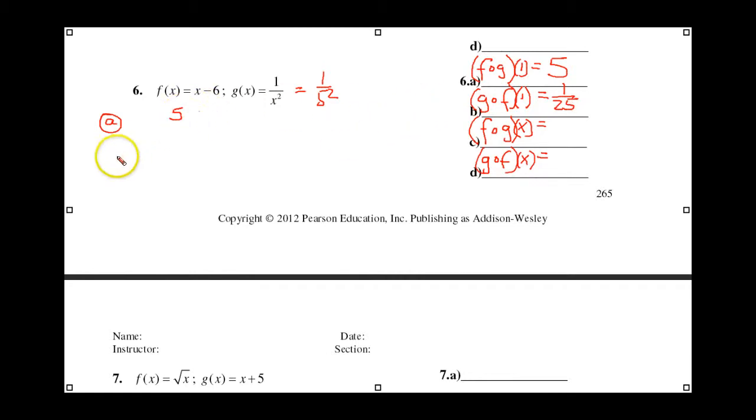Now for this next one, that was also B. Now for C, if we have x here, this is going to be our x, where we're going to put it there, so it becomes 1 over x squared. We're replacing, this is our x, we put it there, which is that, minus 6.